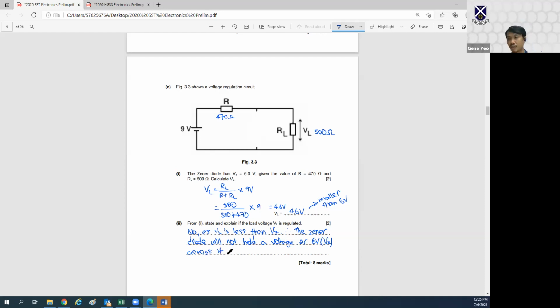Okay. So summarize Zener diode. A Zener diode will only work if the voltage across the load resistor meets or is greater than the VZ. So that's essentially what this question is testing you on.